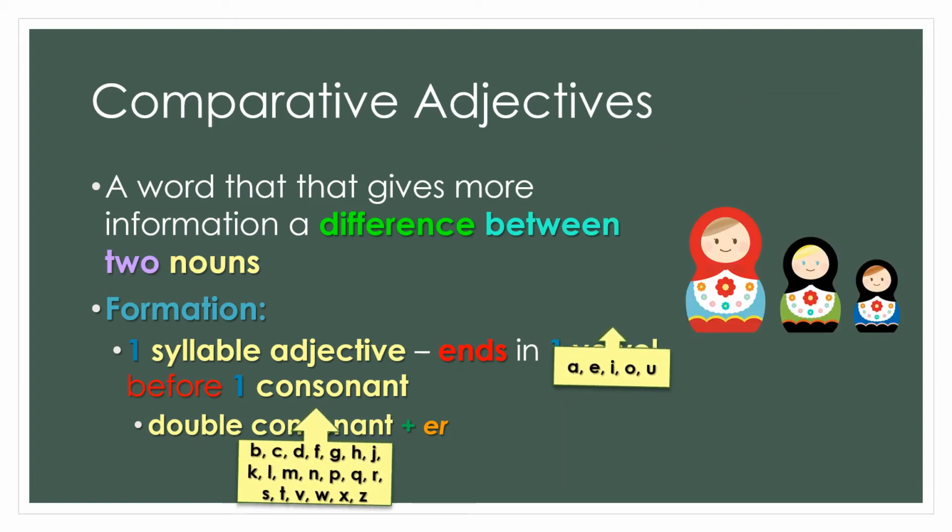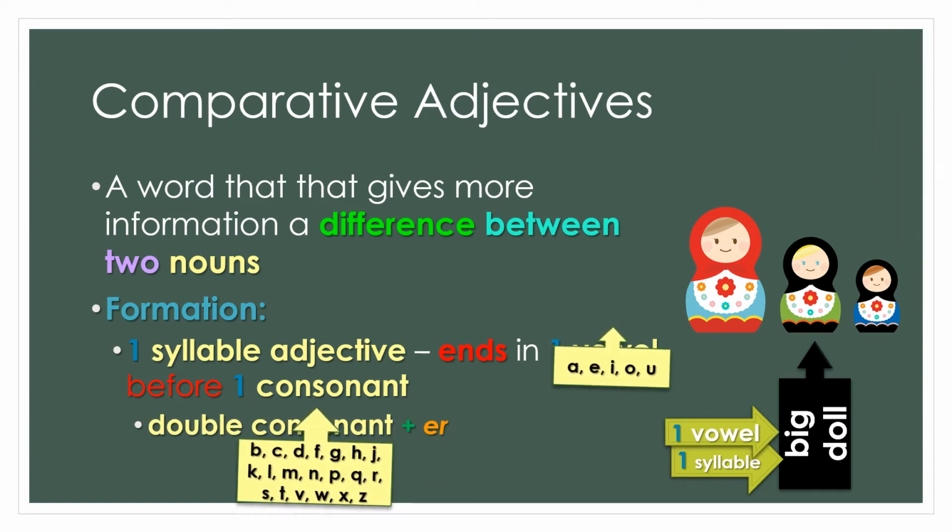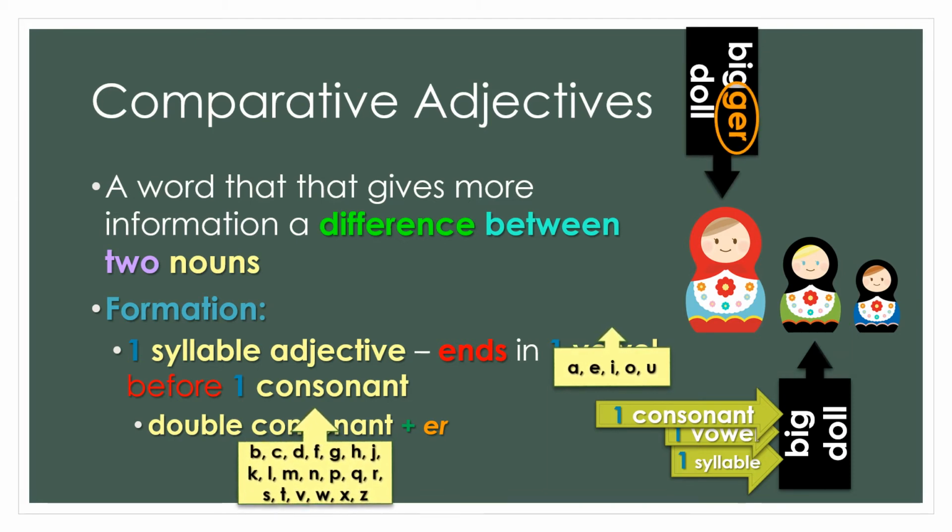Another example, big doll. Big, one syllable. Big has the letter I, which is a vowel, before the letter G, which is a consonant. So to make the word big a comparative adjective, you will double the G. Bigger. This doll is a bigger doll than the other dolls.